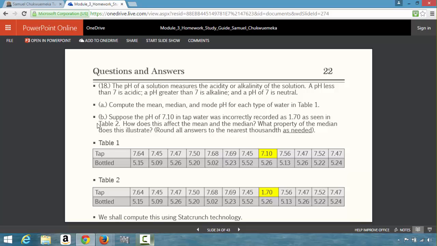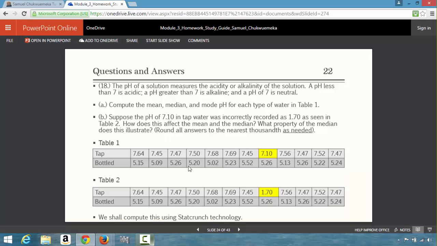Question 18. The pH of a solution measures the acidity or alkalinity of the solution. A pH less than 7 is acidic, a pH greater than 7 is alkaline, and a pH of 7 is neutral. Compute the mean, median, and mode pH for each type of water. How does this affect the mean and the median? What property of the median does this illustrate?